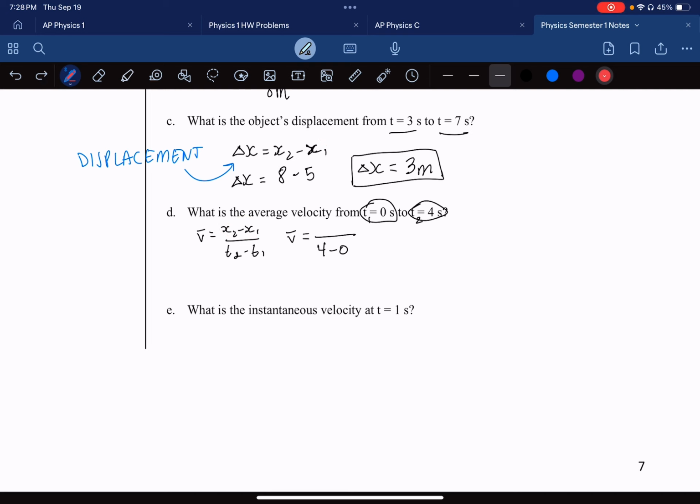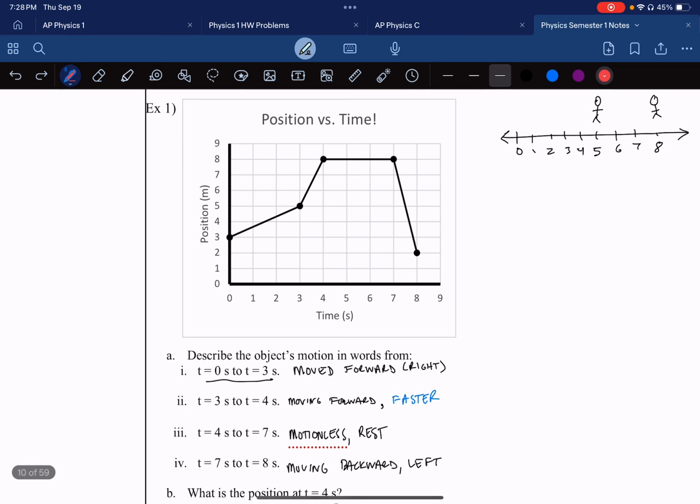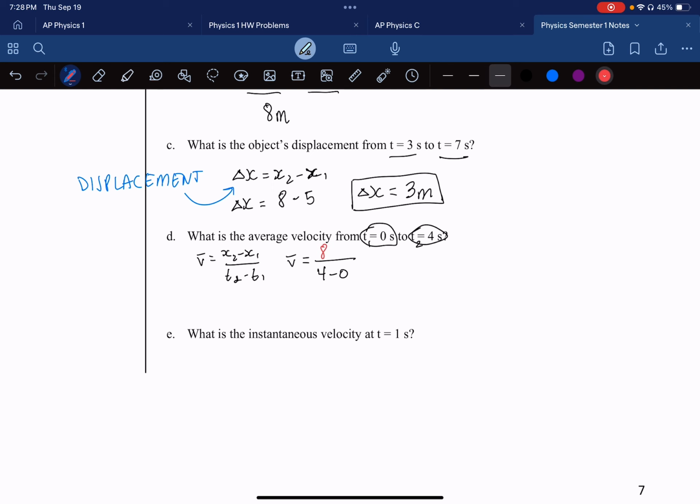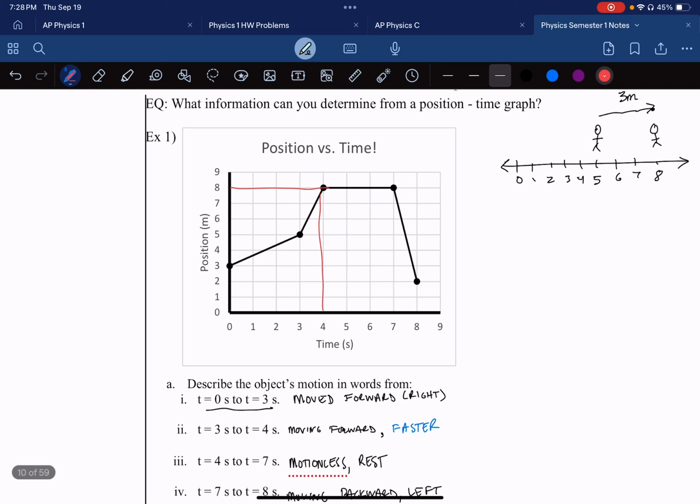So I'm going to look at 4 seconds, which has a position of 8. So 4 is a position of 8. Subtract. At time 0, it is a position of 3.